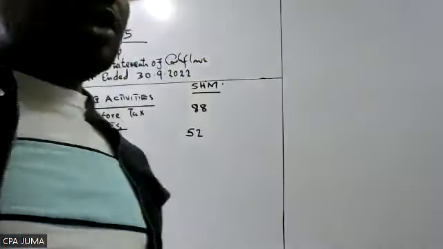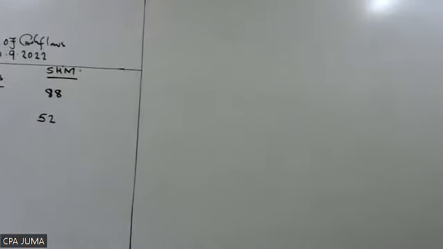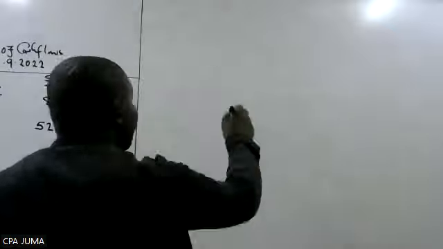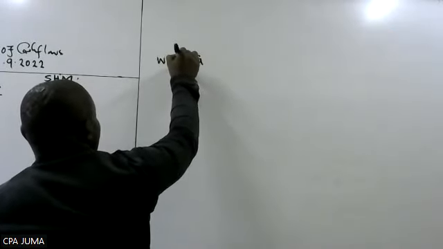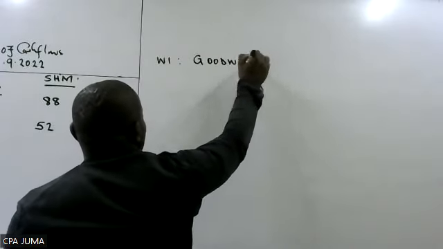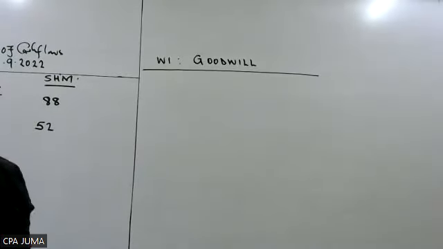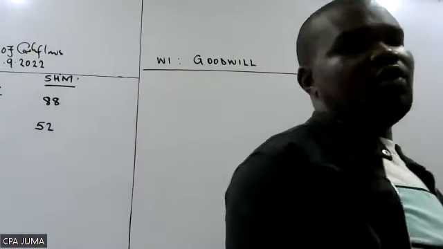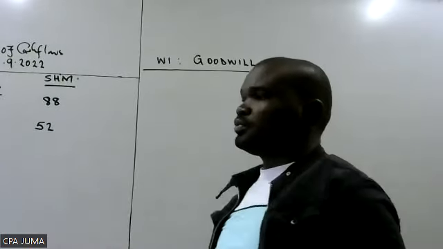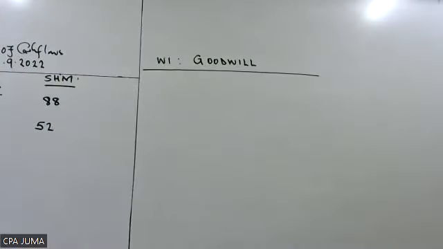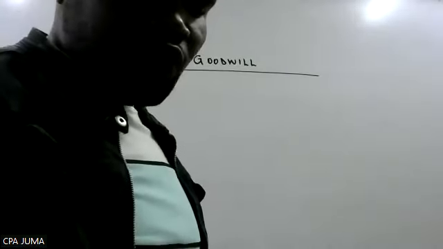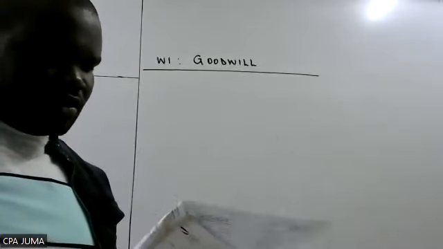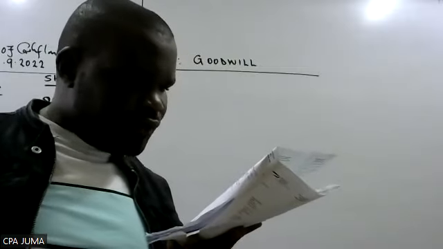Goodwill. So allow me to have the first working. Call it working one, goodwill. So you get impairment by reconciling goodwill accounts. Good. So we can start. Go to non-current assets and check for me how much was goodwill at the start of the year. How much was the value of goodwill at the beginning of the year?